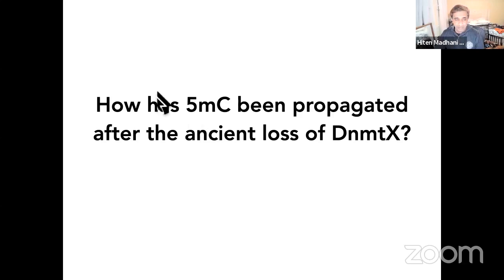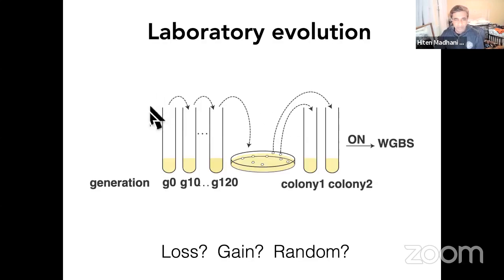So we did 2 types of experiments to address this question. One was a laboratory evolution experiment, and the other was a phylogenetic analysis. So the laboratory evolution experiment was very simple. We start with wild-type Cryptococcus, and we simply grow it.